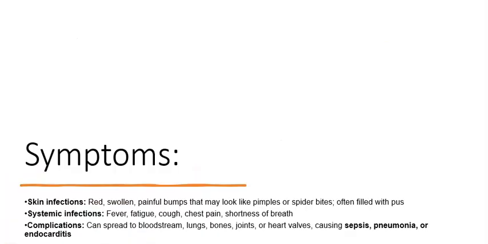Symptoms, if it's a skin infection, of course, you're going to have red, swollen, painful bumps that may look like pimples or spider bites. They're often filled with pus. Systemic infection, you're going to have fever, fatigue, cough, chest pain, shortness of air. If it spreads to the bloodstream, that can lead to sepsis. You could also end up with pneumonia or endocarditis as well.